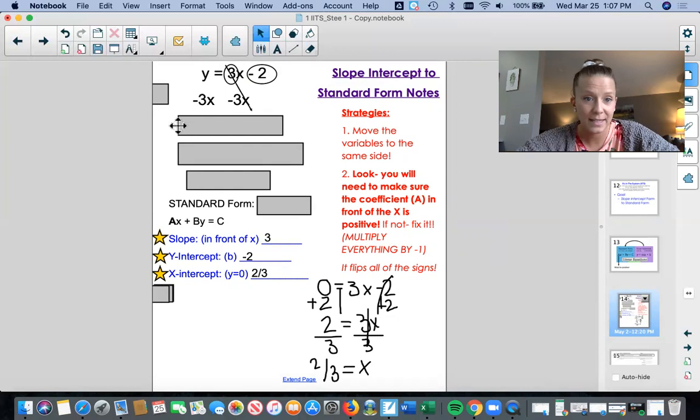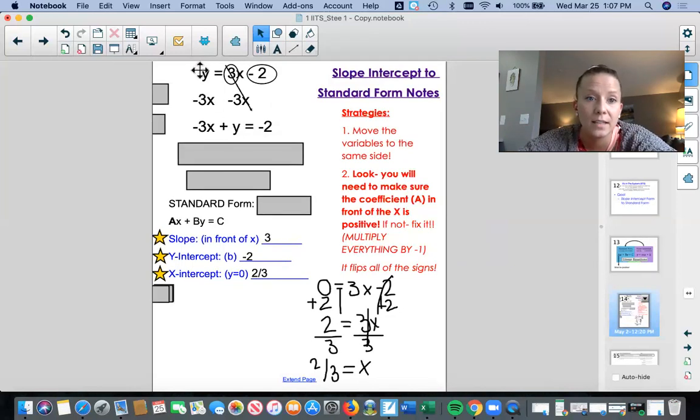So this next step, I'm just rewriting it. So now I have a negative 3x. There's nothing written here, so it's a plus y equals, I just bring down the negative 2. Make sure you don't lose that negative. Velcro it, okay? Now, if we look at step 2, my x and y are on the same side.